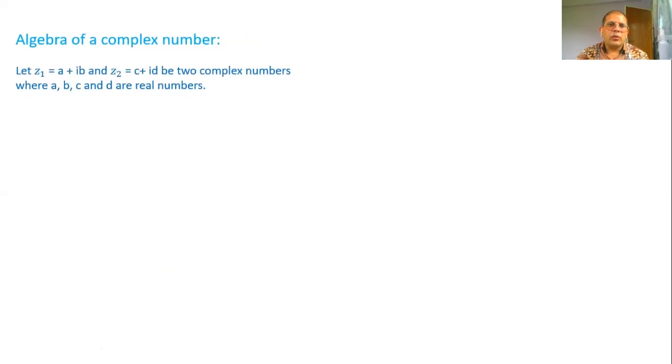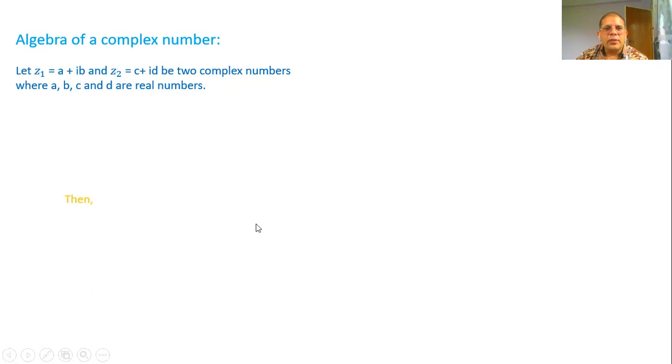After this, what is the algebra of complex numbers? If you have two complex numbers, the first is z1 = a + ib and the second is z2 = c + id, where a, b, c, d are real numbers, then you can do the sum z1 + z2, the difference z1 - z2, the product z1 · z2, and you can divide z1 by z2.